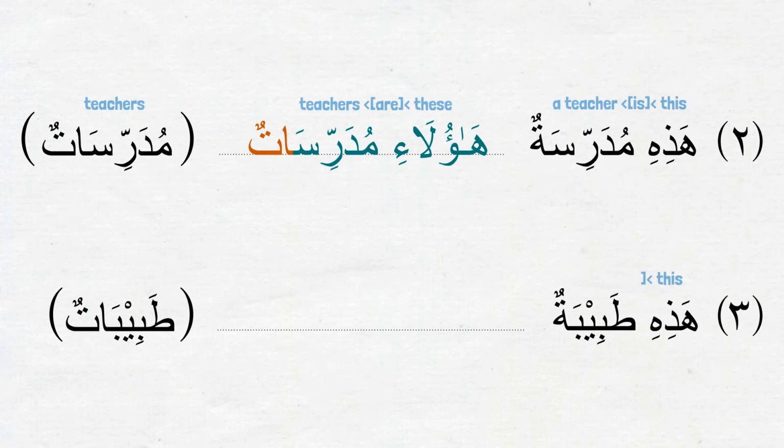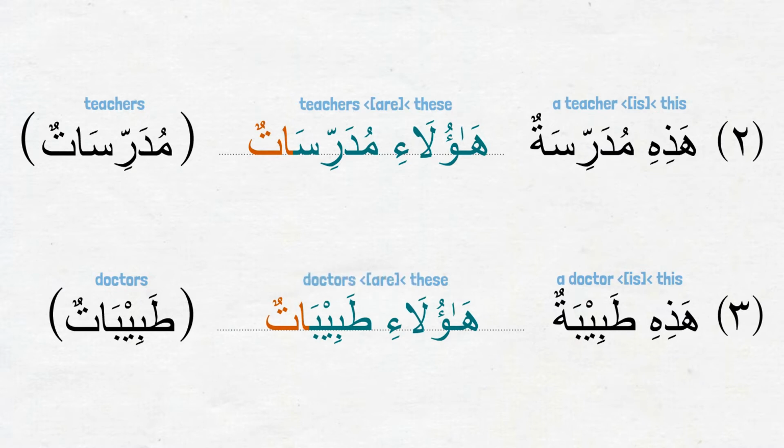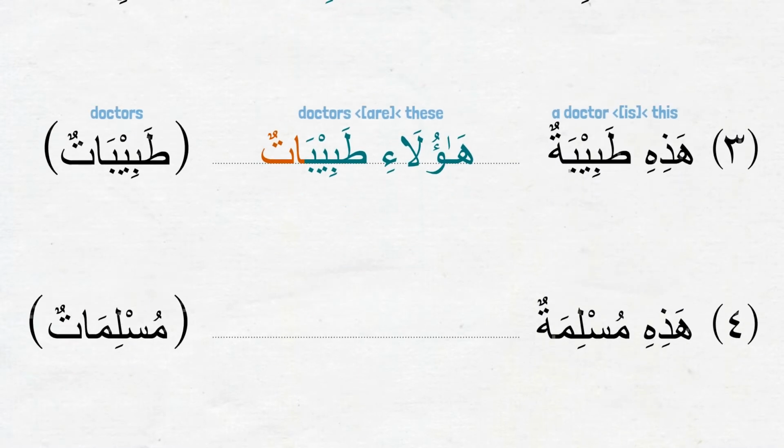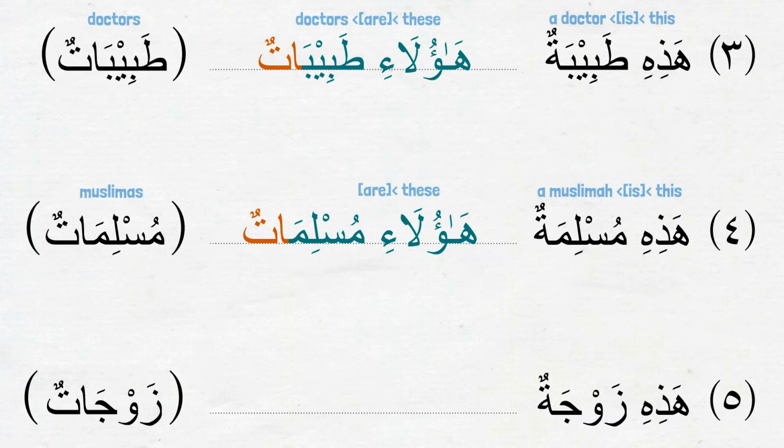Sentence 3. هذه طبيبة. This is a female doctor. Female doctors is طبيبات. طبيبة is singular and طبيبات is plural. Our new sentence is هؤلاء طبيبات. These are doctors. Sentence 4. هذه مسلمة. This is a مسلمة. As we learned before, the plural of مسلمة is مسلمات. So we will write هؤلاء مسلمات. These are مسلمات.